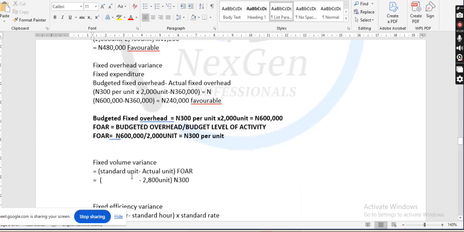2,000 minus 2,800, what do you have? Is it favorable or adverse? What is the favorable figure? 800. When you have 800 units times 300, that is 240,000. So we have 240,000. The standard is 2,000 units.